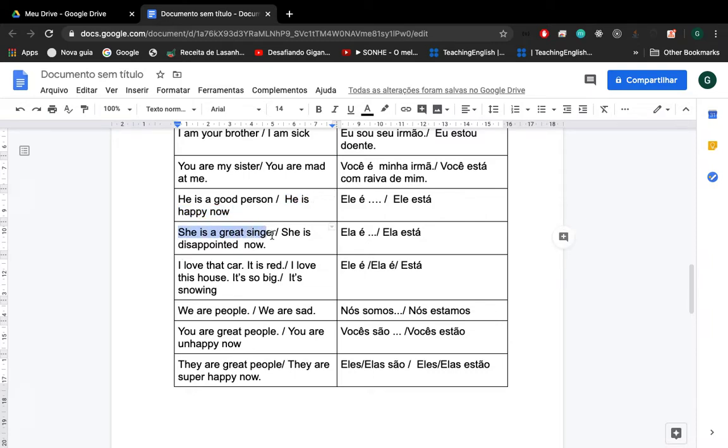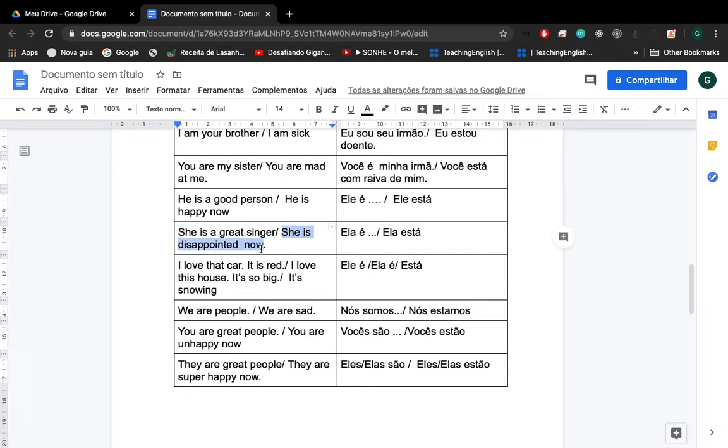She's a great singer. Okay. So can she be a great singer today and 2 weeks from now be a bad singer? It can happen that she lost her voice or can't sing during that period, but if someone is a great singer, it's very likely that she's going to continue being a good singer, right? So it would be ela é, because it's something that's not supposed to change.